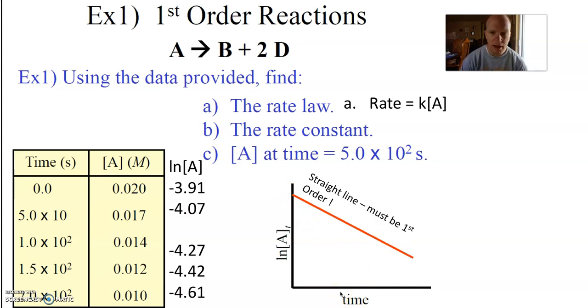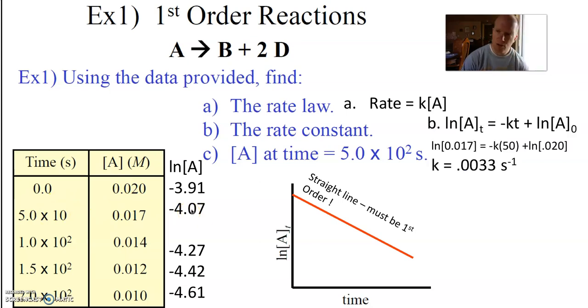Guess what? That is a first order reaction. So that means our rate must be this right here. Here's our rate law. Real easy. Now, how do we find our rate constant? Well, there's a couple different ways you can do that. One way is you could find the slope of the line by looking at the time versus the natural log of A.